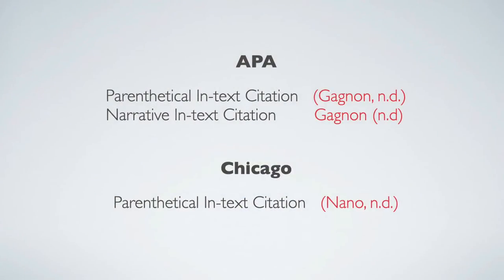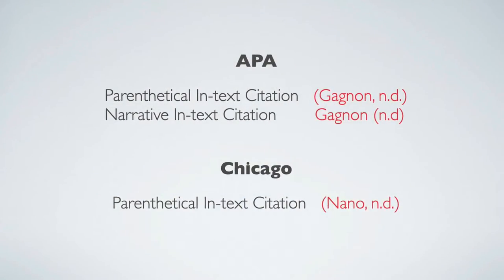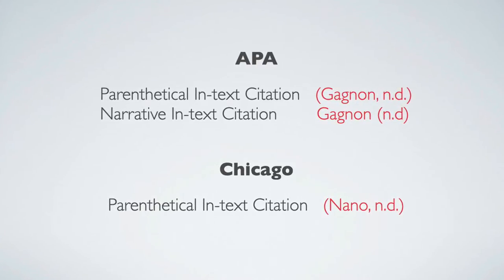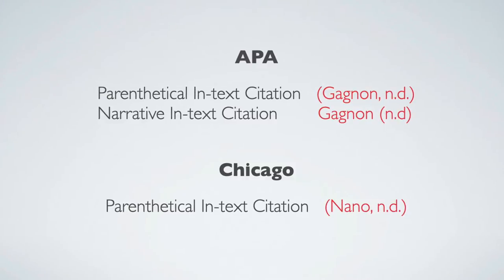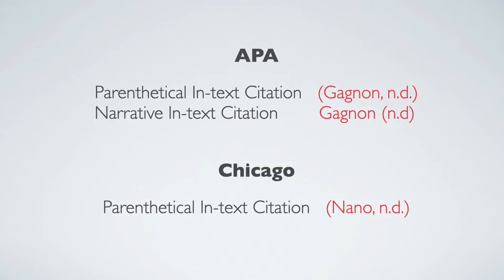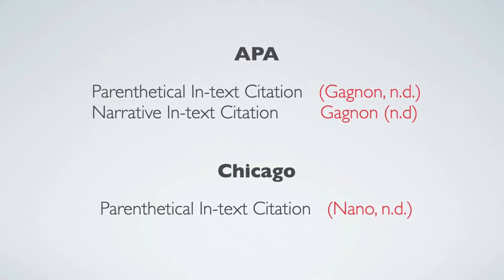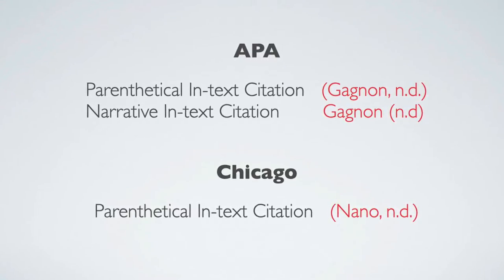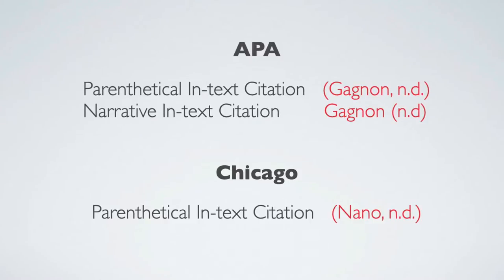Suppose the publication date is not known, or it cannot be found in the source, how can we write the index citation? In that case, we will write n.d., which stands for no date. And this is the same in both APA and Chicago. See, here there is a comma after the name of the author in both cases.